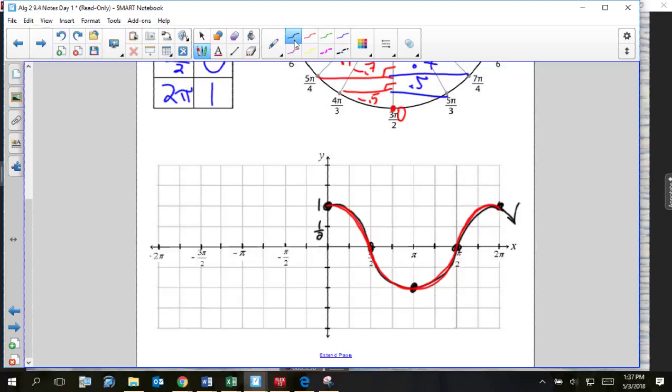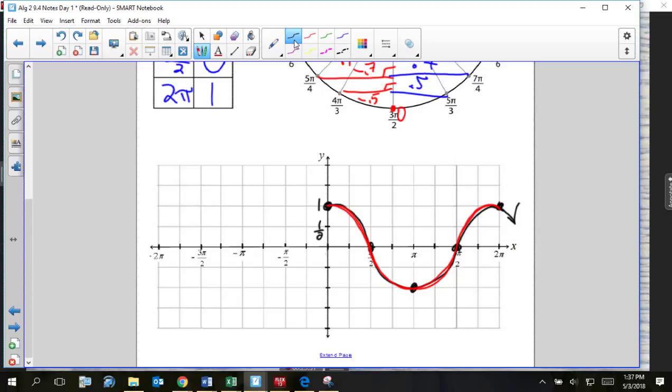Then we have to complete the pattern. So these will always go all the way up to 1 or all the way down to -1. They will never go past 1 or -1 unless we have a stretch. And they're going to complete that pattern.